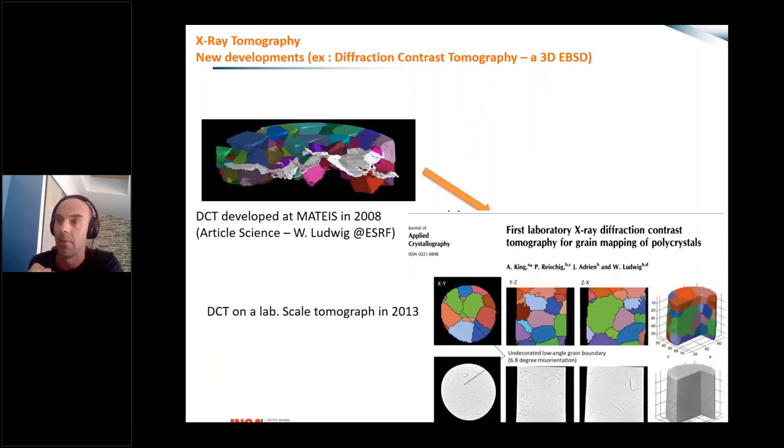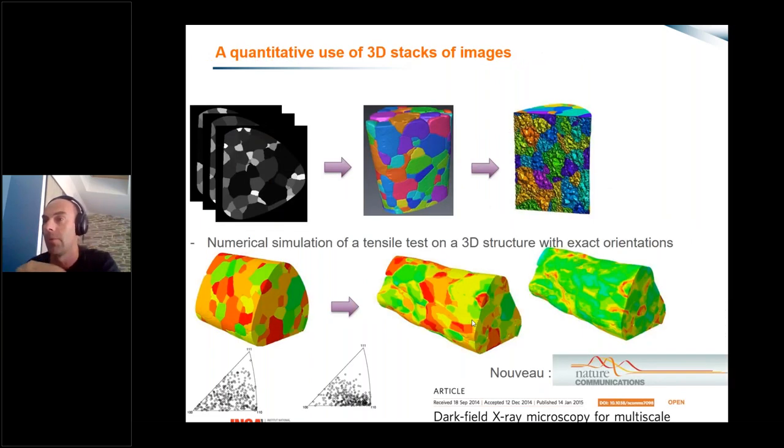Another type of thing that we are doing at the Matteis lab is DCT, diffraction contrast tomography. It's a kind of EBSD in 3D. We are doing that at the synchrotron, and at the same time you can image grains and, for example, a crack propagating during a tensile test or a fatigue test. And then, as I said at the beginning, we are coupling that with some modeling approach. Here, this is a crystal plasticity approach, trying to predict the behavior of the materials in 3D and the reorientation of every grain. So that was a very short presentation of the lab.